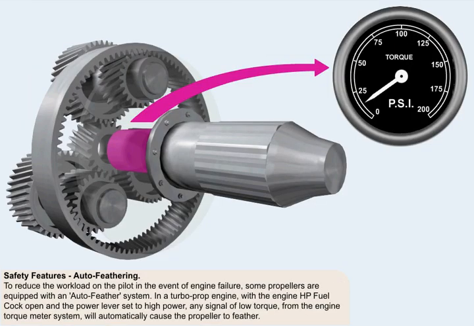To reduce the workload on the pilot in the event of an engine failure, some propellers are equipped with an auto feather system. The system is normally active during takeoff and cruise conditions only. For example, on a turbojet engine, with the high-pressure fuel cock open and the power lever set to high power, a signal of low torque from the engine torque meter system will automatically feather the propeller. Should either of these conditions not be met, the auto feather system will be rendered inactive.